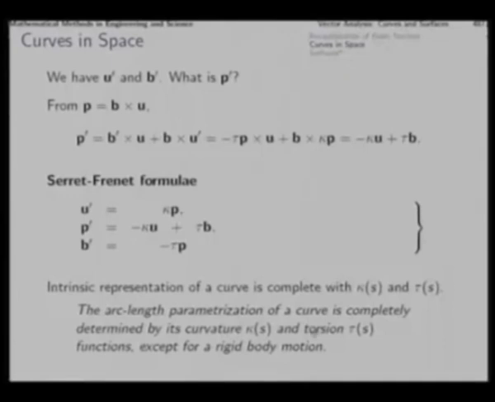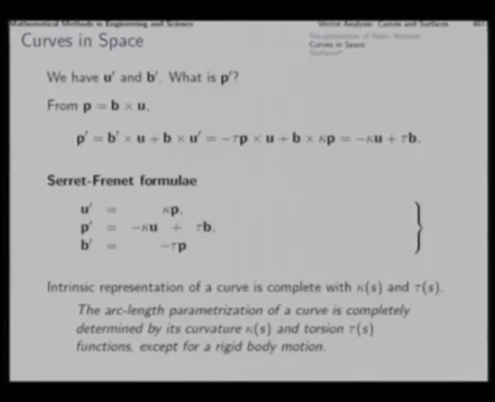So, this result you can establish very easily, that is the arc length parameterization of a curve is completely determined by its curvature function and torsion function, except for a rigid body motion. In some of the exercises in the corresponding chapter of the textbook, you will find two different looking vector functions representing the same curve, and through the reduction to the standard form through arc length parameterization, you can establish the equivalence of the two different parametric representations for the same curve located at different locations.